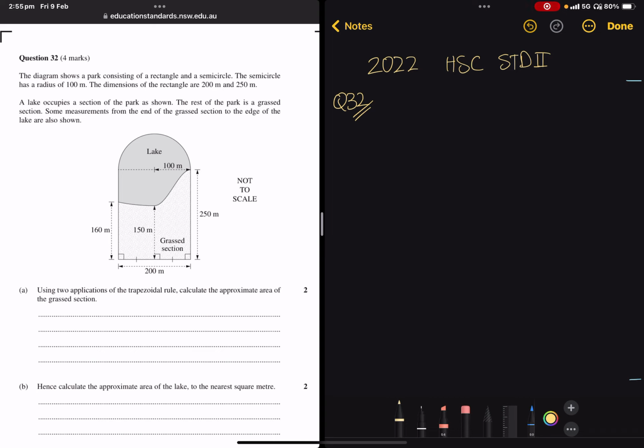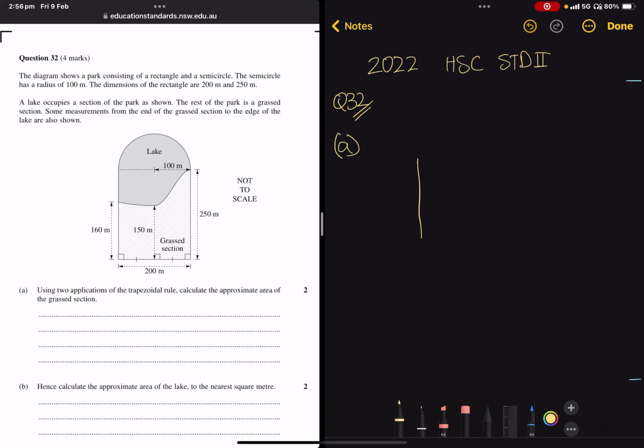A lake occupies a section of the park as shown. The rest of the park is a grass section. Some measurements from the end of the grass section to the edge of the lake are also shown. Use two applications of the trapezoidal rule to calculate the approximate area of the grass section, hence calculate the approximate area of the lake. Okay, so we're going to draw a little diagram of our grass section to do part A.